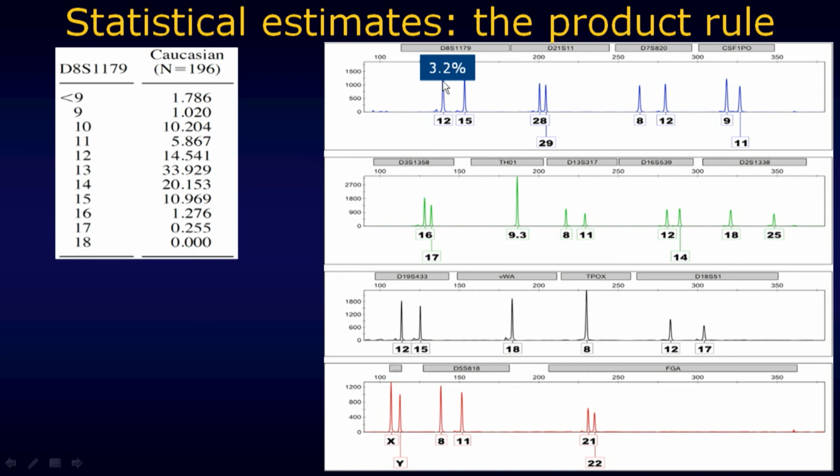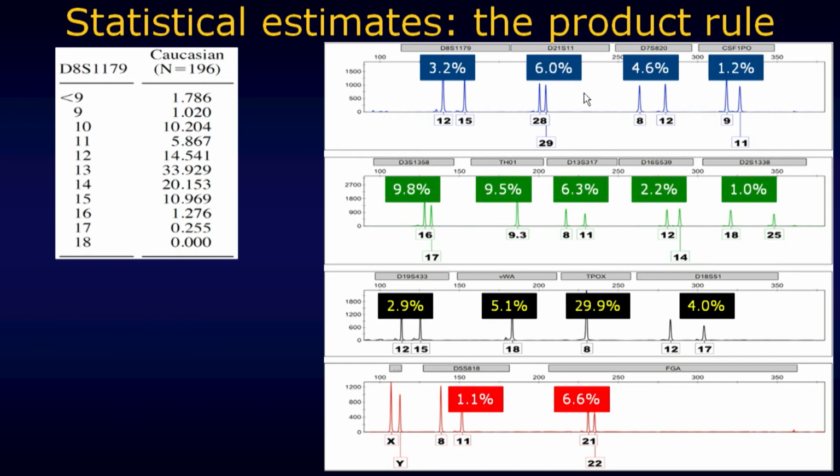That means in some sense that if you looked at 100 Caucasians, you might expect to find 3 of them with a 12-15 combination of alleles at the D8 locus, just like what we see in this evidence and this reference sample. Okay? Now, of course, we're not going to stop at just the D8 locus. There are many other loci that can be looked at here, and we'll do the same exercise for all of them, but I'll leave it to you to do the math if you care to.